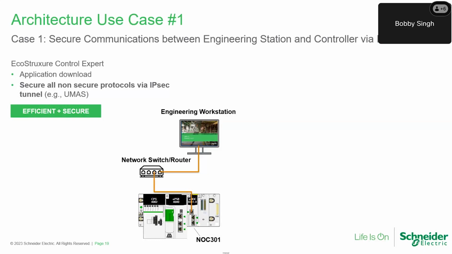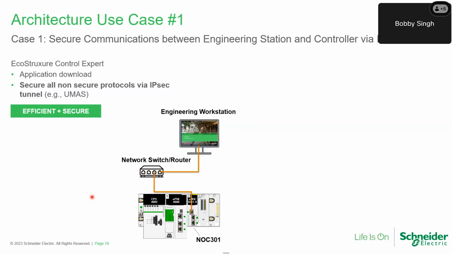Let's take a quick look at an example scenario here that will help you understand this use case. Typically, you have an engineering workstation with EcoStruxure Control Expert, which is the programming software for Modicon M580, but it can be any other software application that needs to access M580. In this scenario, the engineering workstation can access M580 over the network through a network router or a switch. And that's how it's able to reach the M580 system.